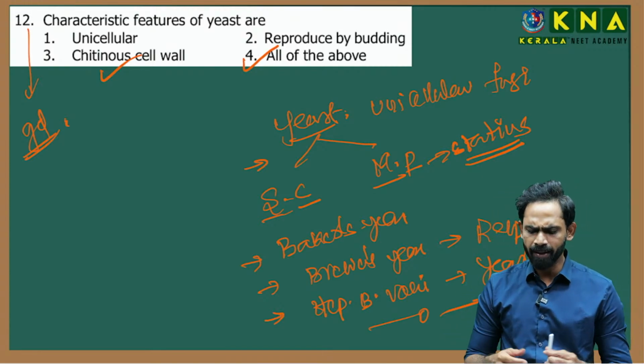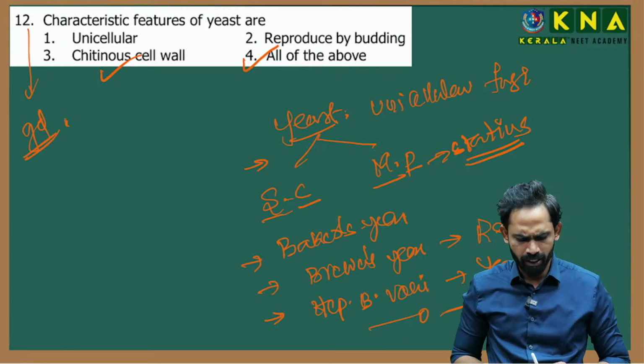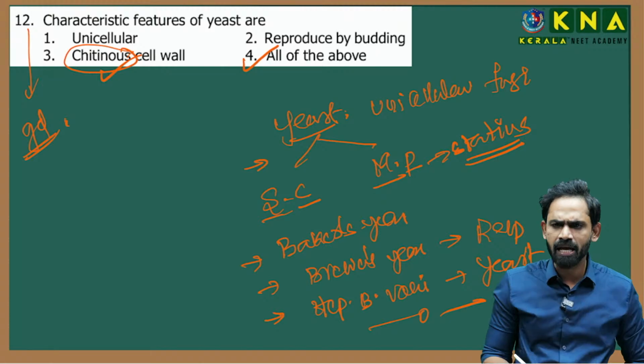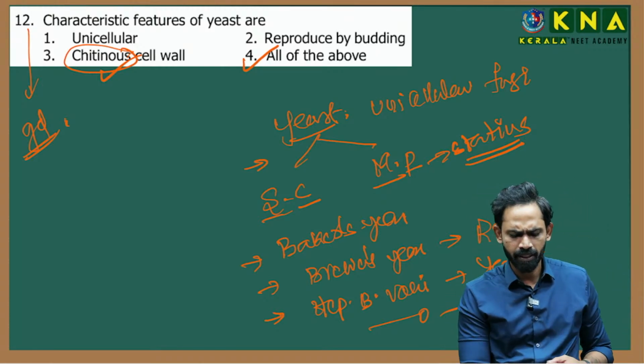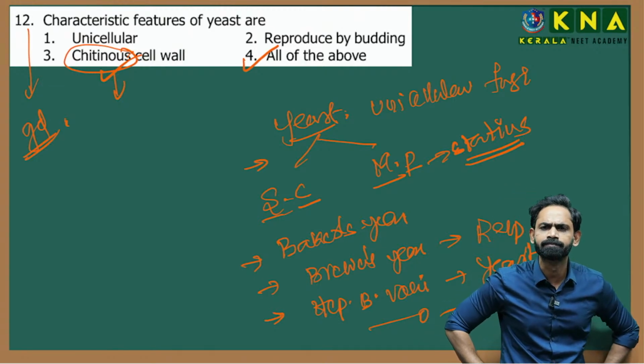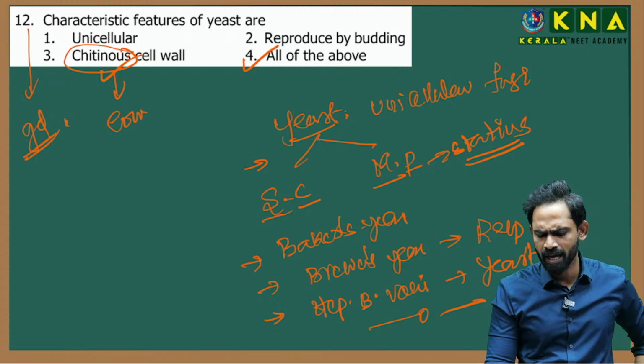Now I am going forward. Monascus purpureus, you can make sure of that. That is why I gave this one. So a small link: chitinous cell wall. Does anybody remember chitin? Is it a simple polysaccharide or a complex polysaccharide? It was a question given last year. Simple or complex? It is a complex polysaccharide.